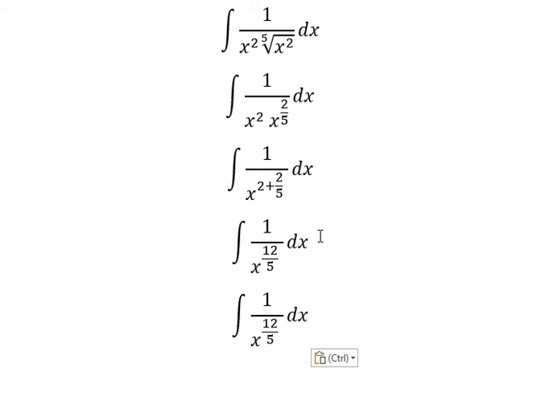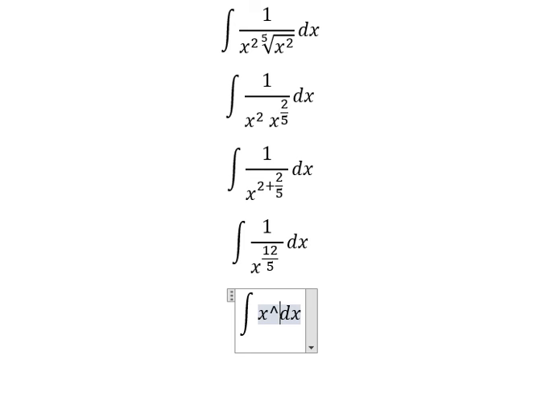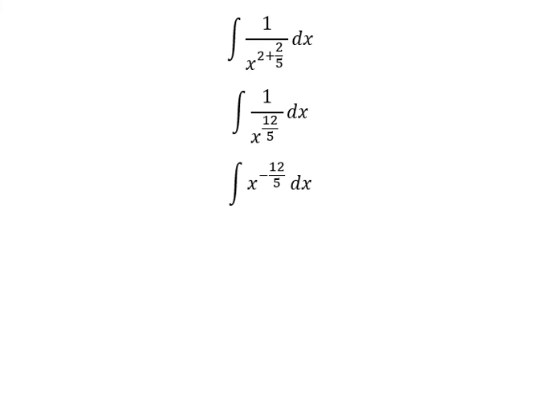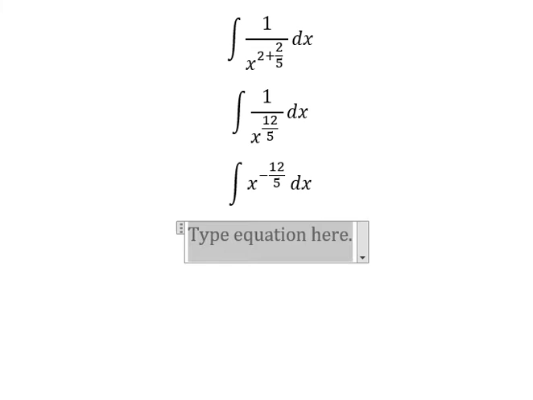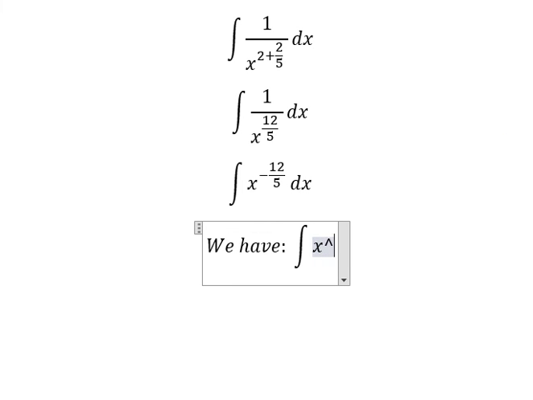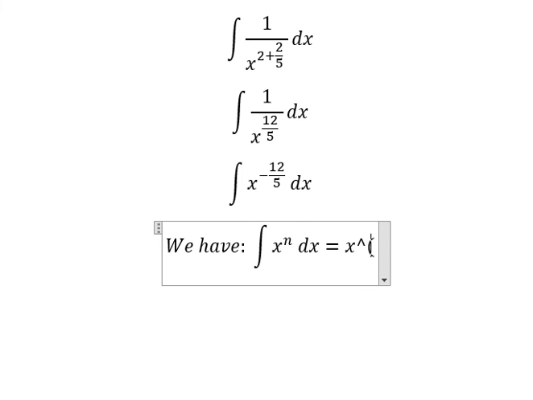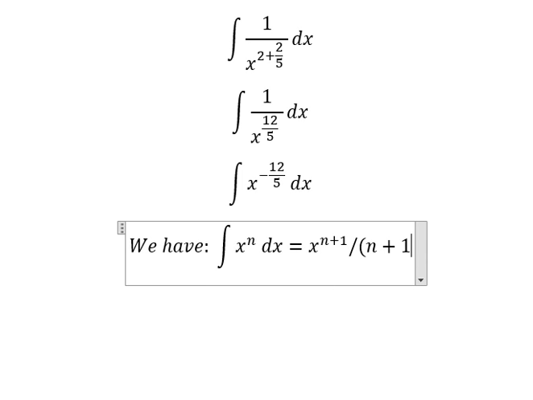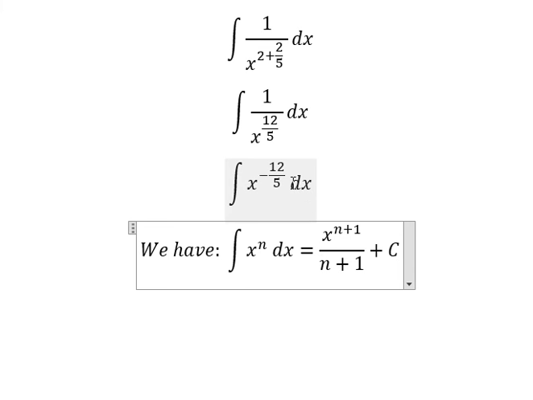Now, if we want to put this one on the numerator, we need to put the negative on the power. So we have s to the power of negative 12 over 5. Next, we have the formula in here. So we applied this formula.